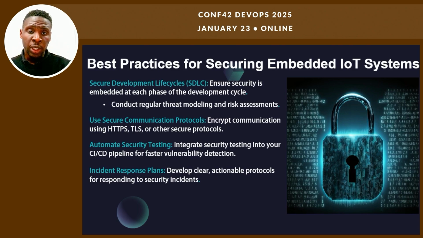Then we should try and integrate security testing into our CI/CD pipeline for faster vulnerability detection. Like we said, DevOps responds fast. It detects threats and vulnerabilities early. So while implementing this DevOps approach to securing this embedded IoT system, we should integrate security testing into our CI/CD pipelines for faster vulnerability detection. Lastly, we should develop clear, actionable protocols for responding to security incidents. By also doing this practice, we could secure our embedded IoT systems.